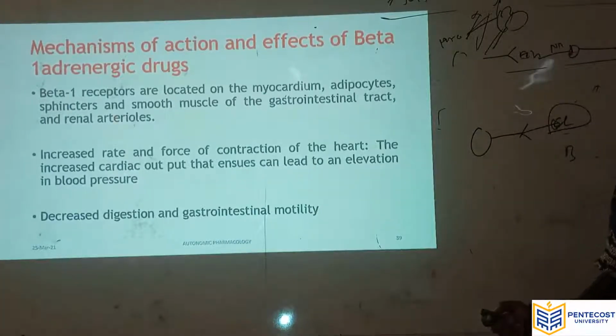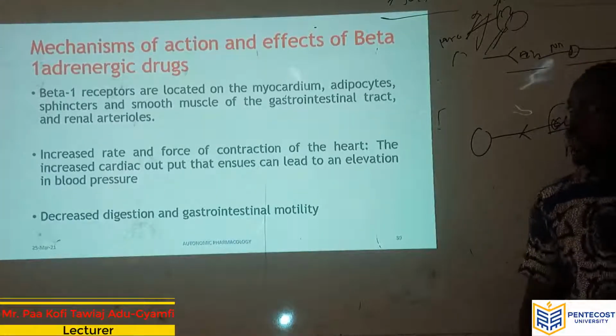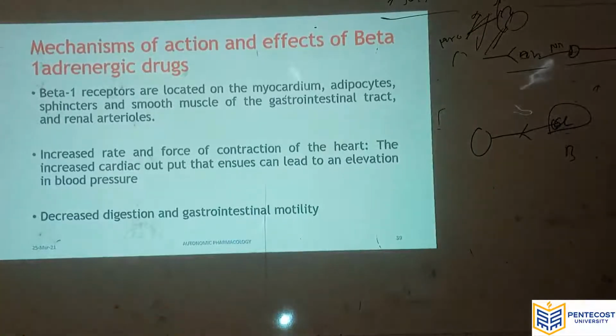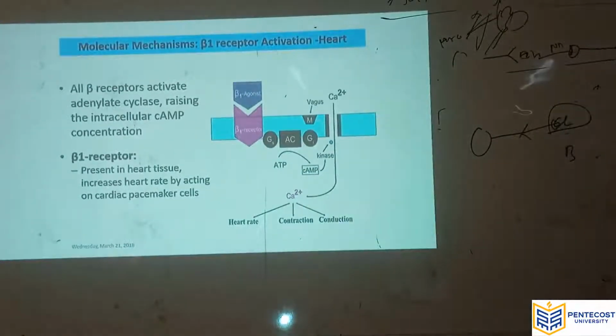So beta 1 receptors on the heart will cause an increase in heart rate, and they will also increase the force of contraction of the heart. That's the most important thing that I want you to know over here. Even though we didn't go through a lot of processes, before the heart rate increases, there are a lot of chemical signals.